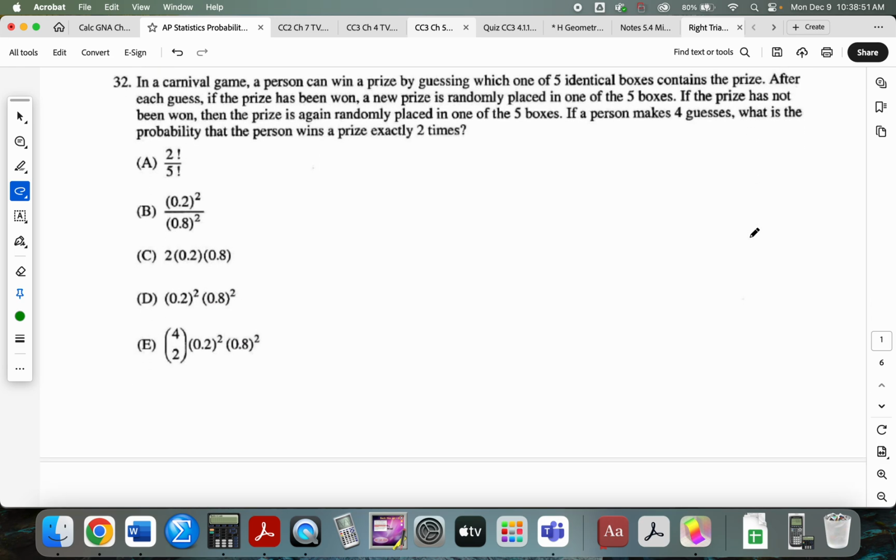All right, in a carnival game, a person can win a prize by guessing which of 5 identical boxes contains the prize. After each guess, if the prize has been won, a new prize is randomly placed in one of 5 boxes. If the prize has not been won, then the prize is again randomly placed in one of the 5 boxes. If a person makes 4 guesses, what is the probability that the person wins exactly 2 times?